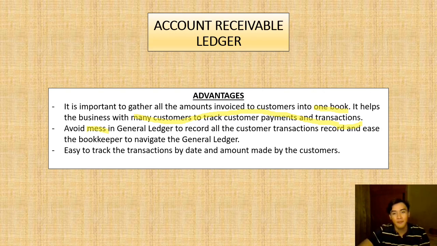Okay, easy to track the transaction by date and amount made by the customer. Okay, so sebab dia dah tersusun, so kita boleh tahu the customer ni buat payment berapa bulan, amount dia berapa, lagi balance dia. Okay, kalau kita gabung dia semua dalam general ledger, nanti serabut. We cannot find the exact date and exact amount that has been paid by the customers.